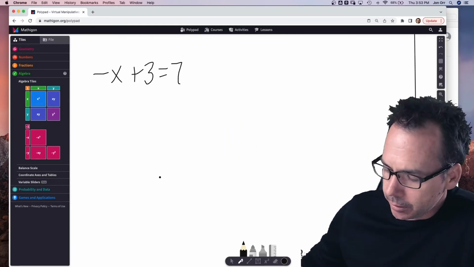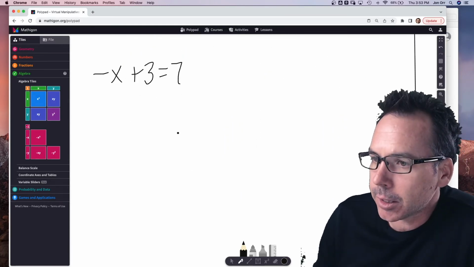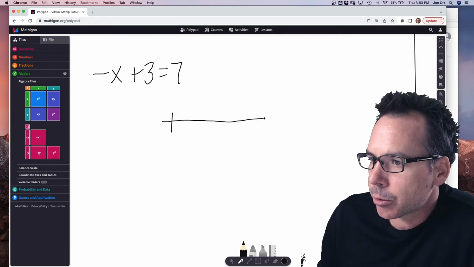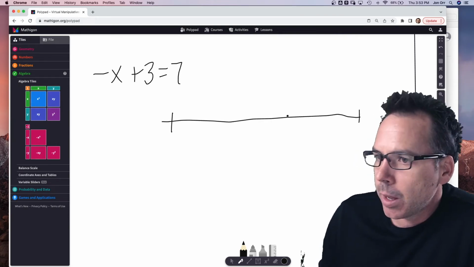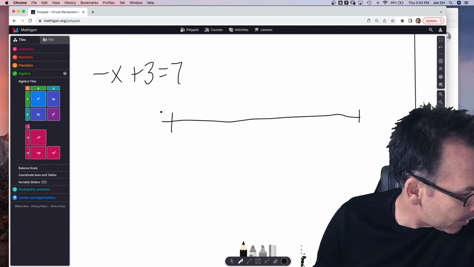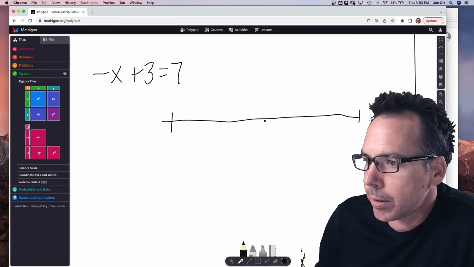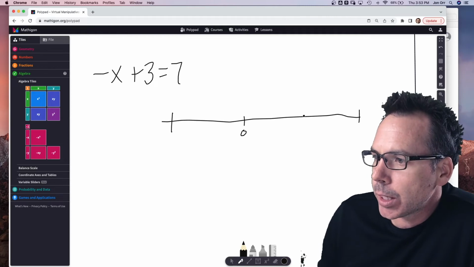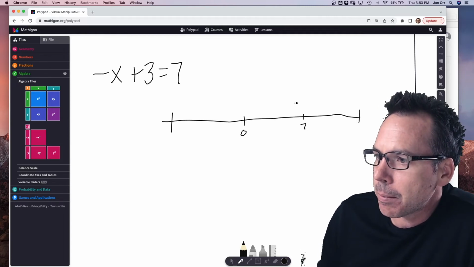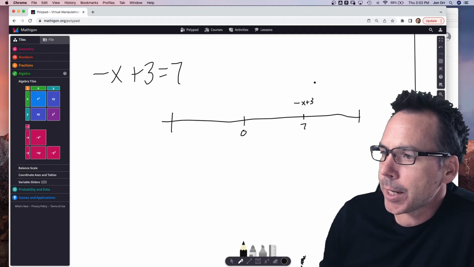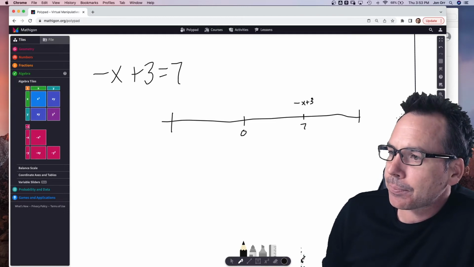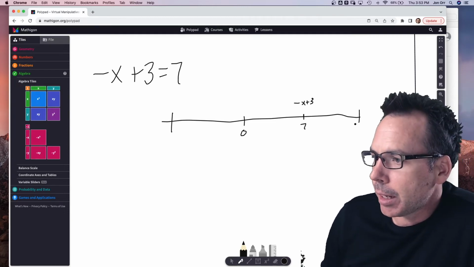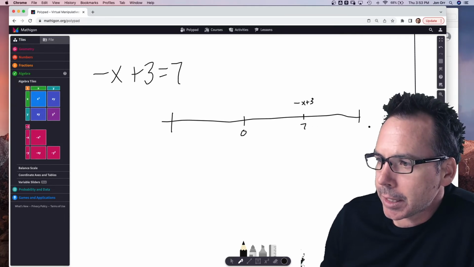I'm going to zoom back in. Double number line being my favorite model with my students. I'm going to draw my number line. I'm going to draw where 0 is. Let's put 0 here. And 7 would be over here. Let's put 7 right here. And above it is negative x plus 3. All right, so we've got that. And again, maybe I could double it. We got that flexibility. That's the nice thing about the double number line.